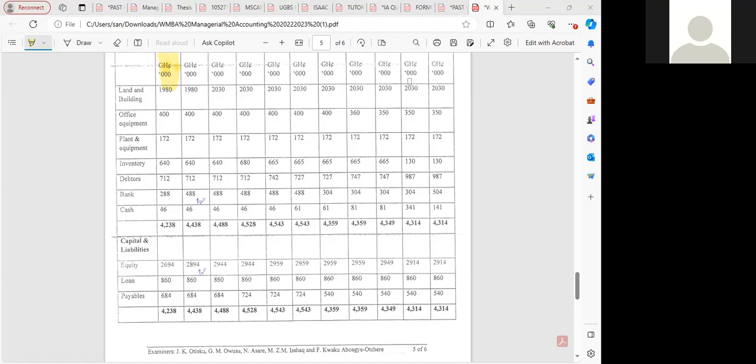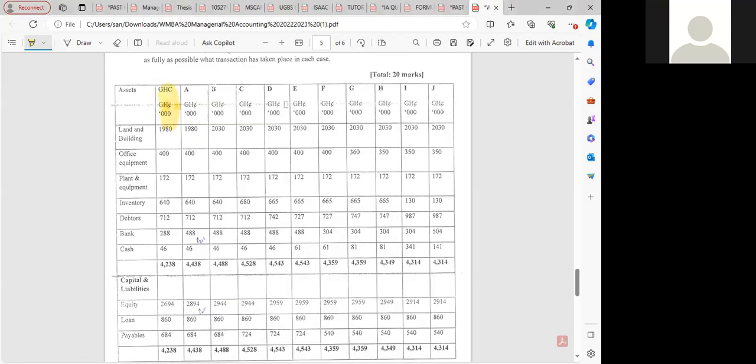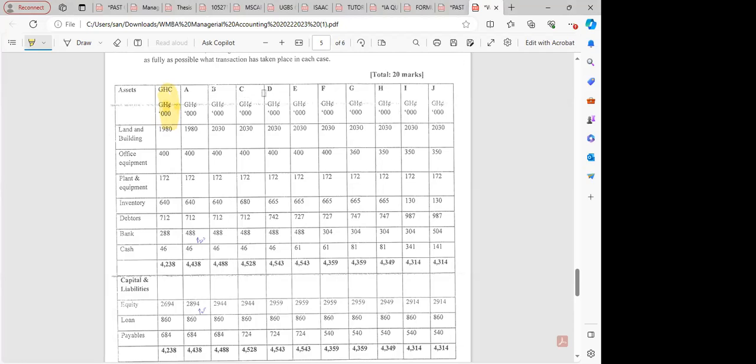So we've looked at three of the items. Now we may have to pick up on D. So you are going to compare D against C. So if you look at land and building, it's the same. If you look at office equipment, it's the same. If you look at plant and equipment, it's the same.